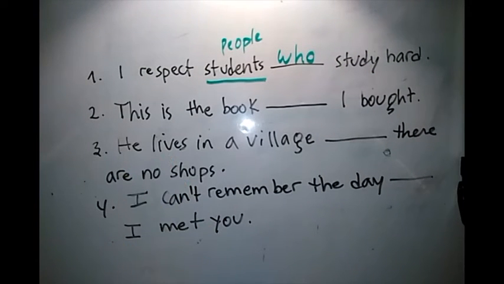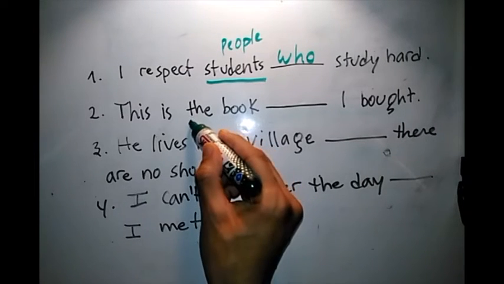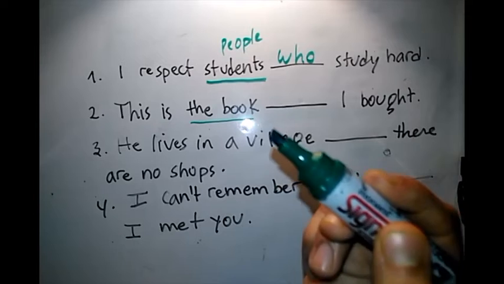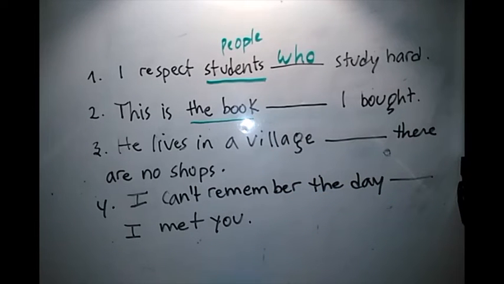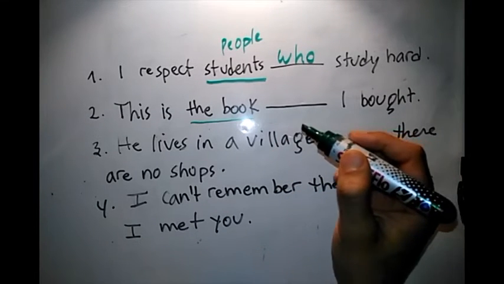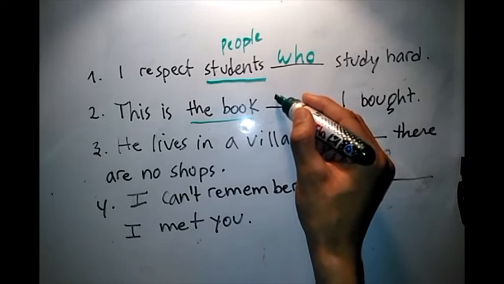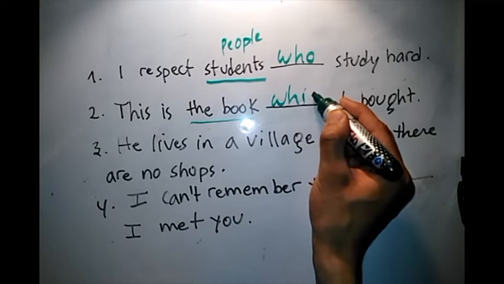In the second sentence, this is the book which I bought. So we've got the book, it is a thing. So the appropriate relative pronoun to use in this blank is which.